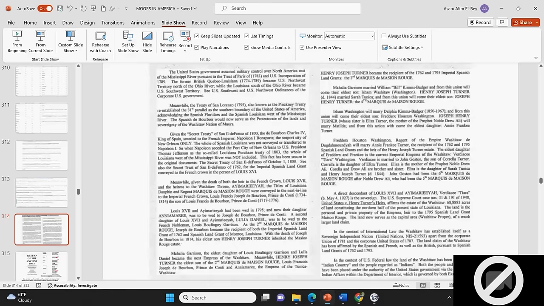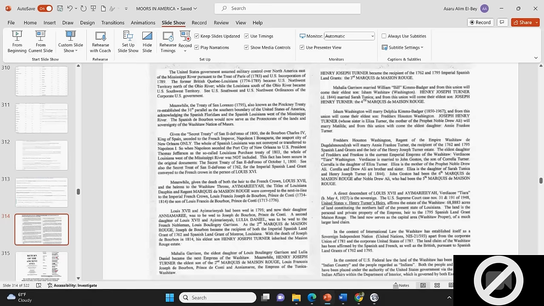Bertiasi is married to John Gaston, the son of Corella Turner, and Corella is the daughter of Eliza Turner. Eliza is the mother of Prophet Noble Drew Ali. Corella and Drew Ali are brother and sister. Eliza is the daughter of Sarah Turner and Henry Joseph Turner.